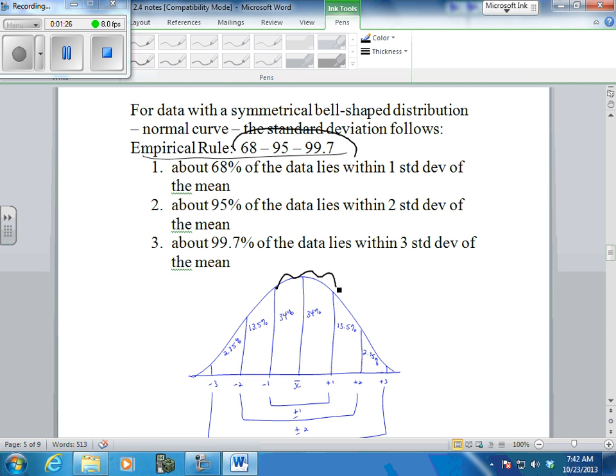So say, for instance, I give a test in here. The average of the test is 75, and my standard deviation is 5. If I put this here, and I go up, that means the majority, 68%, almost 70% of the kids, score between this, in a heterogeneous group.